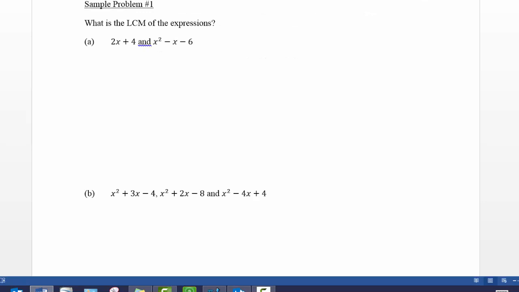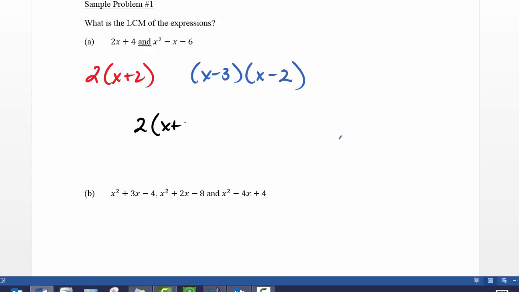We'll start here with a simple factoring of each one of these. So that gives me 2x plus 4, and then the other factors. Okay, and so for our common multiples, since there's nothing exactly the same between these two, we have to use everything as a common multiple. And so basically our answer would be all of these factors together would represent our least common multiple. Okay, so let's take a look at the next one.